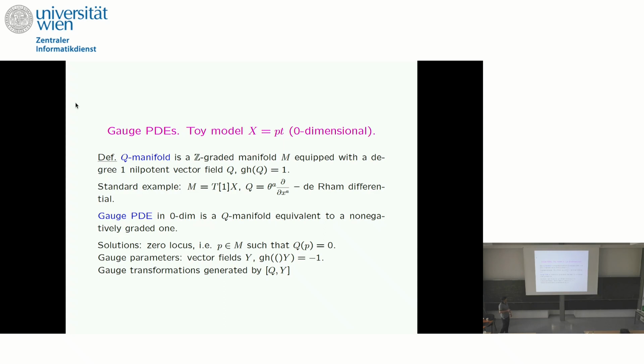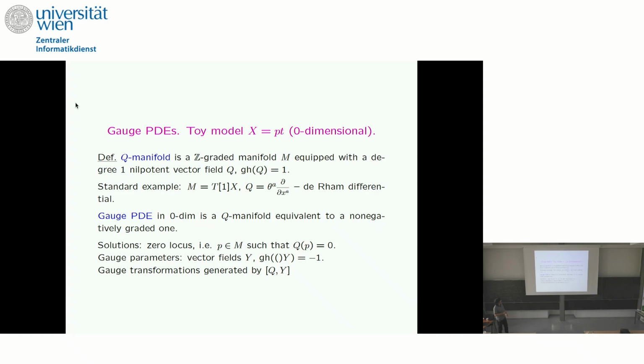It's useful sometimes to think of it as an algebra of functions on a graded manifold. And gauge PDE is essentially just a Q-bundle in zero dimension, but usually there is an additional restriction to be able to give a physical and geometrical meaning to it. It should be, in a certain sense, I'll describe what equivalence is, it should be equivalent to a non-negatively graded one. Otherwise, there are issues of how to interpret such an object.